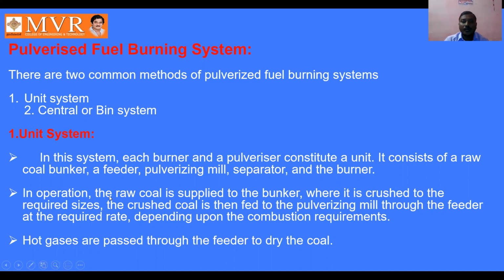Coming to the operation, the raw coal is supplied to the bunker, where it is crushed to the required sizes. The crushed coal is then fed to the pulverizing mill through the feeder at the required rate, depending upon the combustion requirements. Third, hot gases are passed through the feeder to dry the coal. See here, the 3 points which we have studied now, we can observe clearly in the diagram.